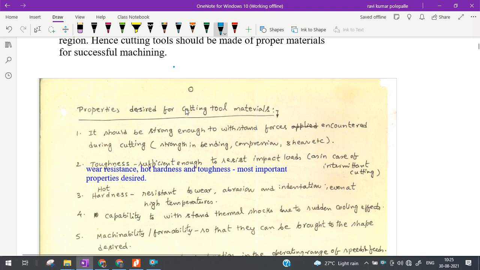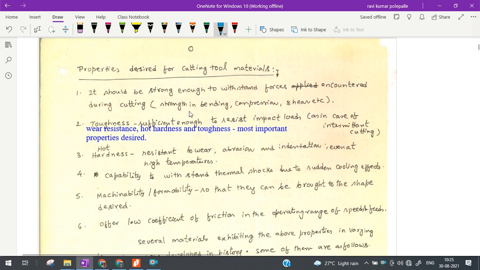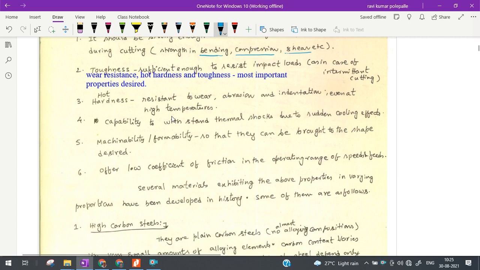What are the properties desired for cutting tool materials? The cutting tool should have enough mechanical strength. So, strength in bending, strength in compression, strength in shear. Next, the tool should have enough toughness so that when it is subjected to impact loads, as in case of intermittent cutting, it will not fail so easily. Still another property, hot hardness.